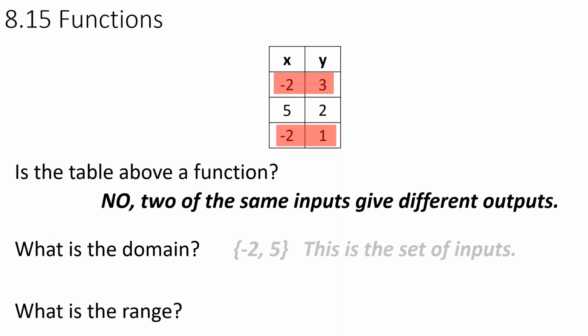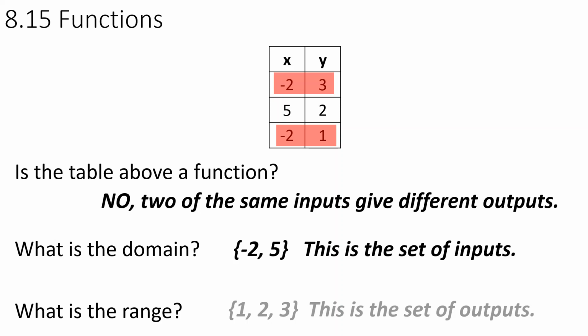So the domain for this is negative 2, 5. The negative 2 is repeated, you only have to list it once. The range is going to be 1, 2, and 3, just ordered least to greatest. That's that.